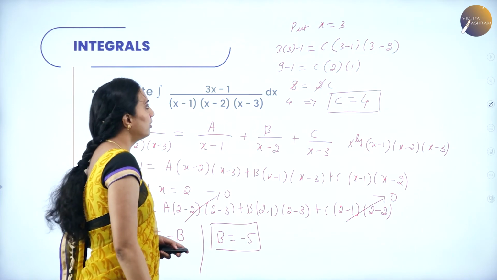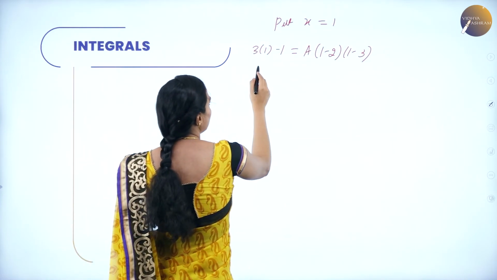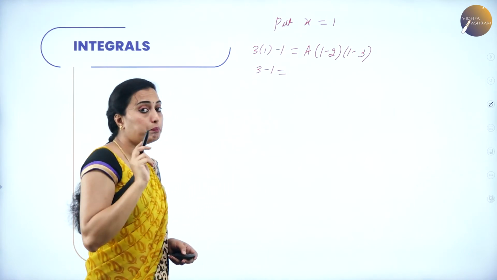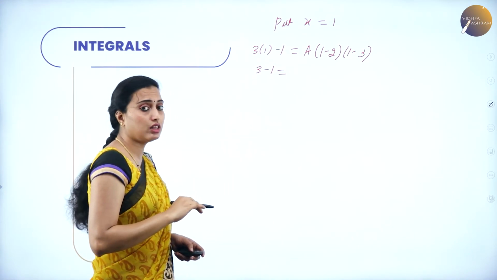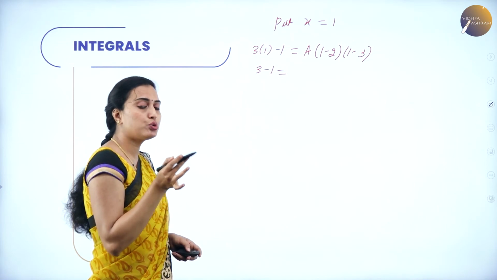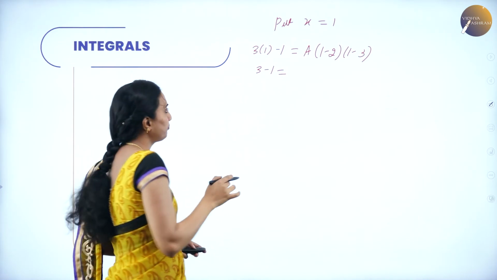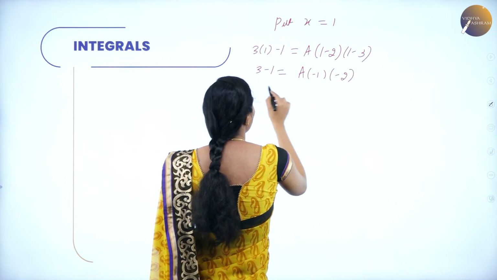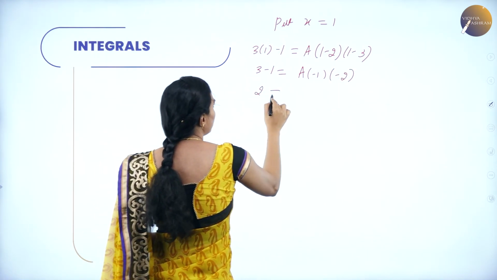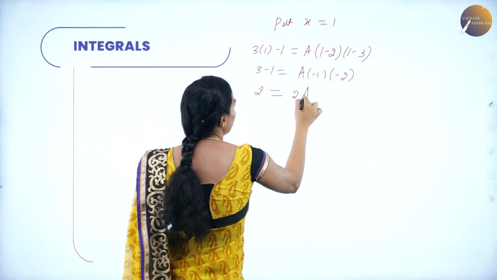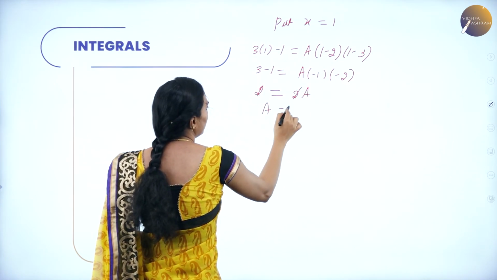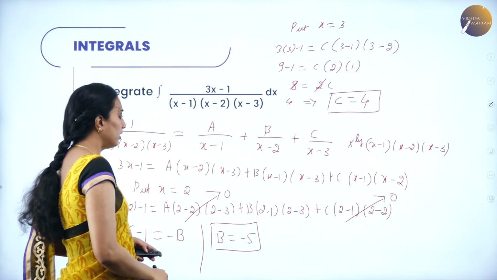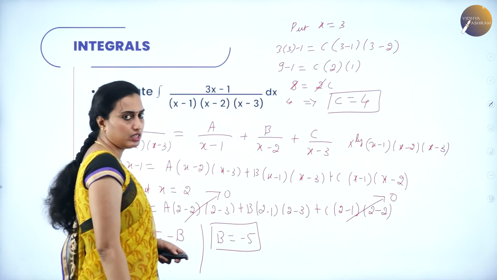Now, 3 into 1 is 3 minus 1 is equal to, 1 minus 2 is nothing but minus 1, 1 minus 3 is nothing but minus 2. Minus 2 into minus 1 is plus 2. So a into minus 1 into minus 2, which will become 3 minus 1 is 2, which will be 2a. Then 2 will get cancelled, a is equal to 1. Now you got all the values. A is 1, b is minus 5 and c is 4.